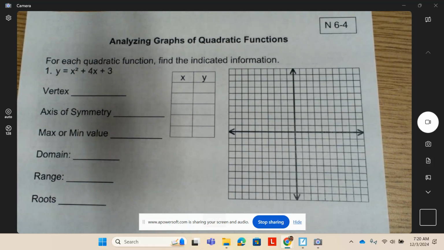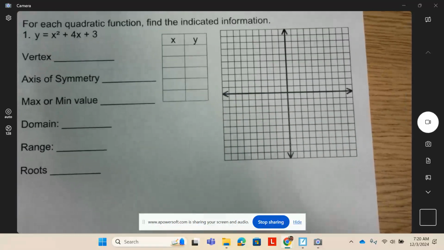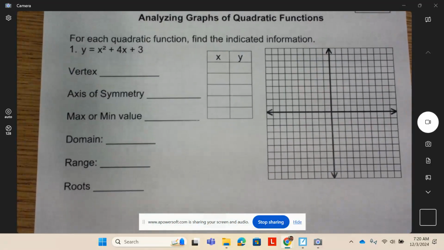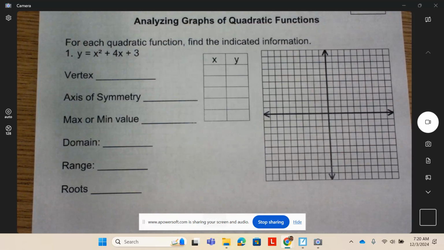Okay, we're going to look at 6.4, so analyzing graphs of quadratic functions. And we're starting out with the quadratic function y equals x squared plus 4x plus 3. It says for each function, find all the necessary information. So first thing we need is the vertex.